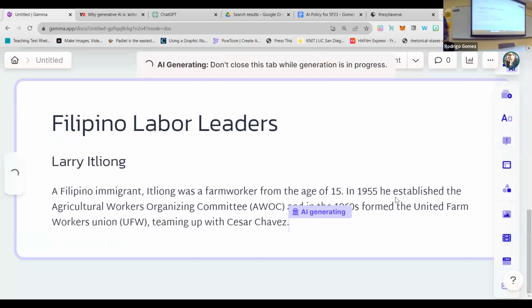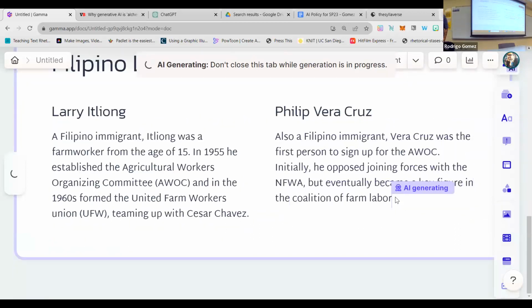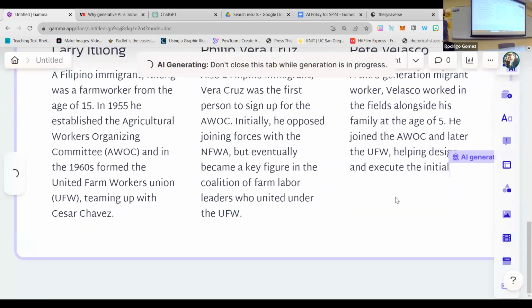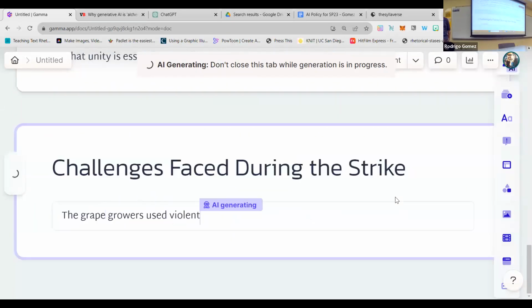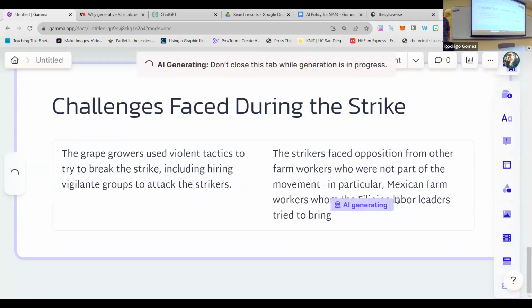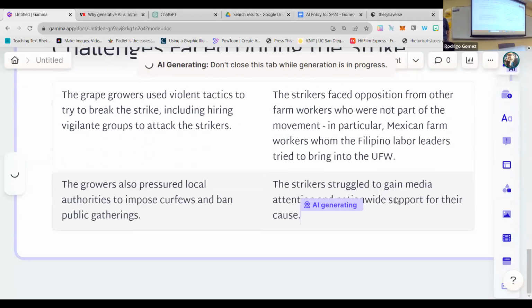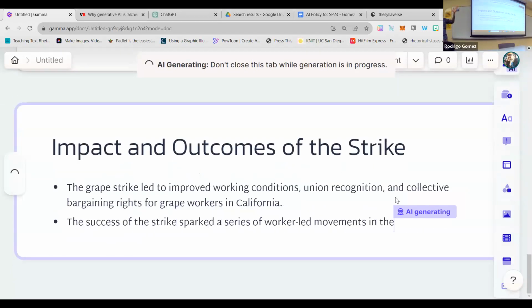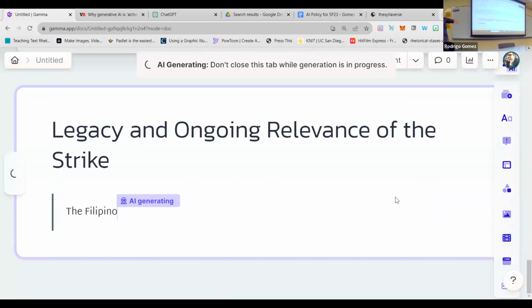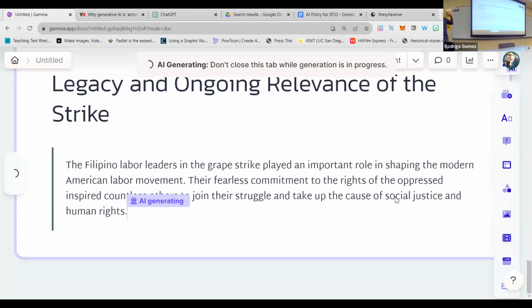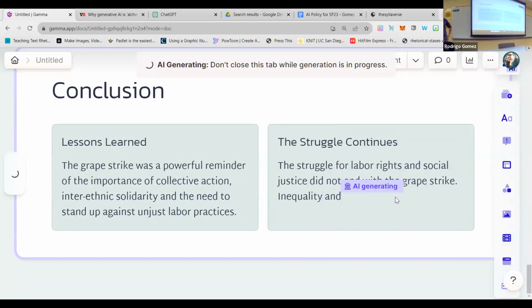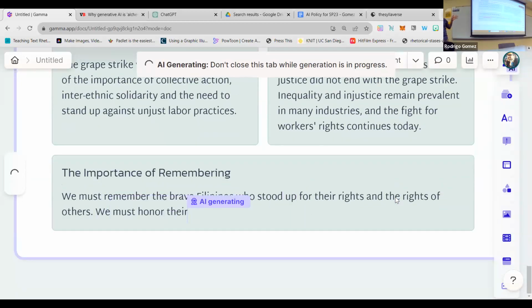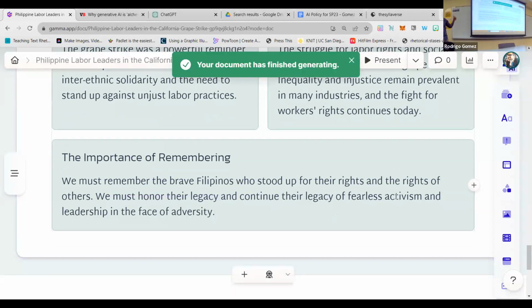Isn't that crazy? Nice. Now again, you're gonna have to tell me if this is accurate information, because we're not sure. You would be the expert here in this category, and you'd have to say that works, that doesn't work. It's almost done. Come on, hurry up, AI. There we go. Conclusion, lessons learned. Great, awesome.